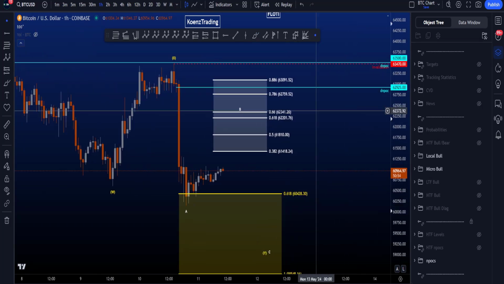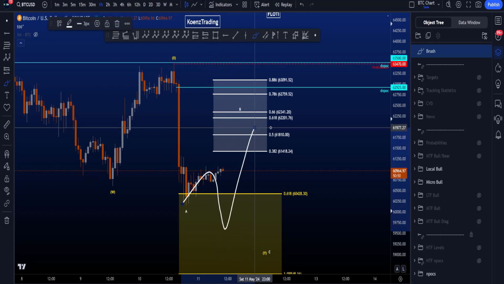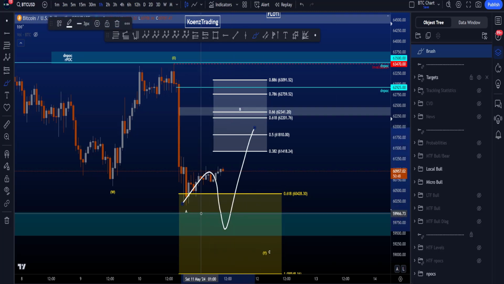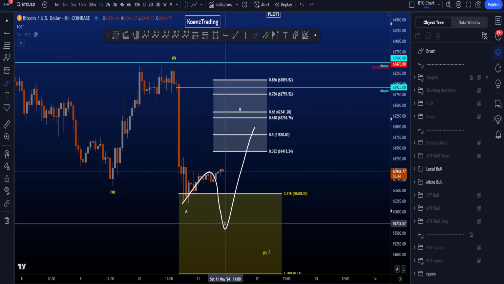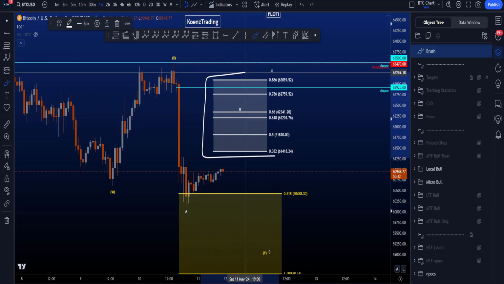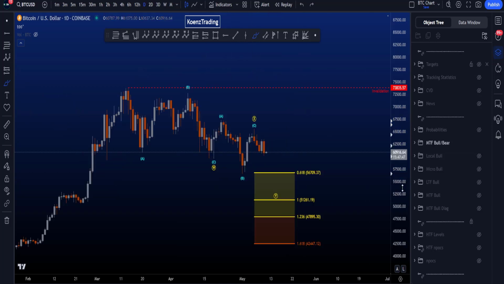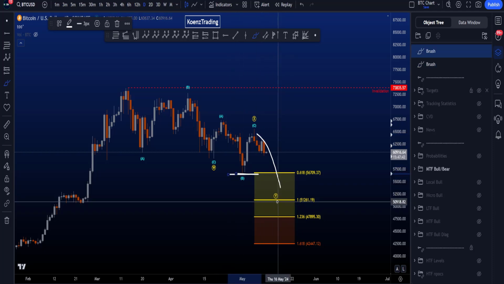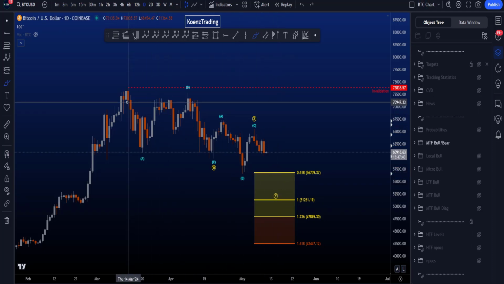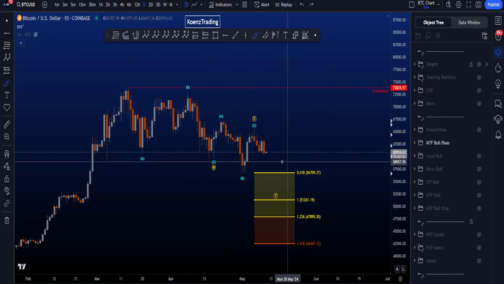Now wave B can be any corrective structure, can be a zigzag, triangle, can also be a flat structure, which would be quite interesting because so far we have not actually hit this blue box over here for support, but we want to see price still move towards the upside to at least the minimum being the 382. The bearish scenario is price continuing towards the downside and taking the low at 56k. We're then looking for a three-wave corrective structure, after which we expect continuation to the upside.